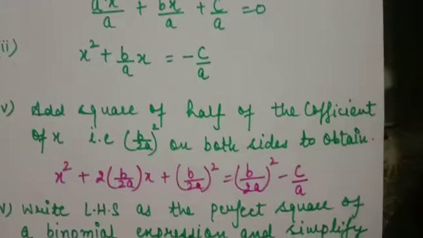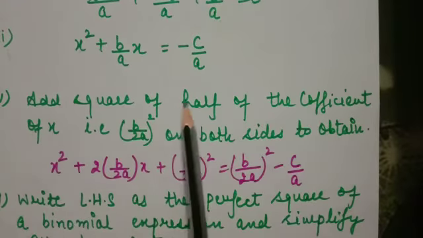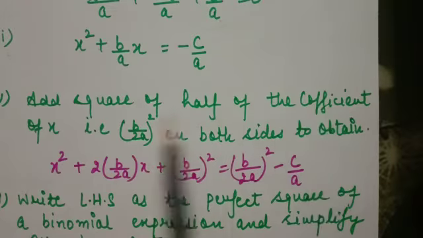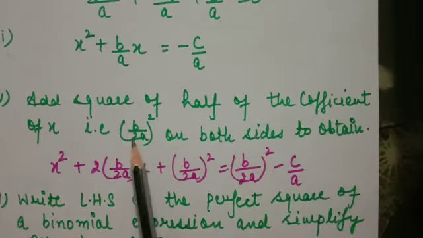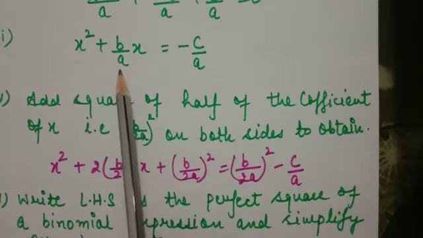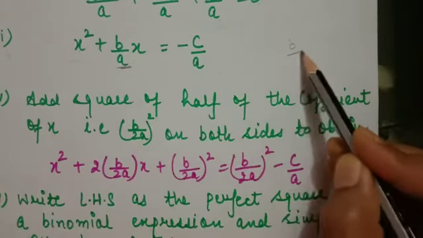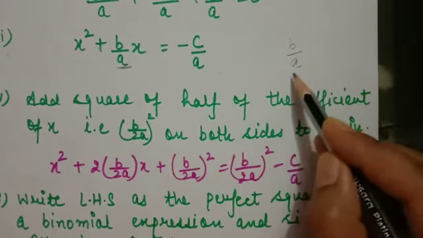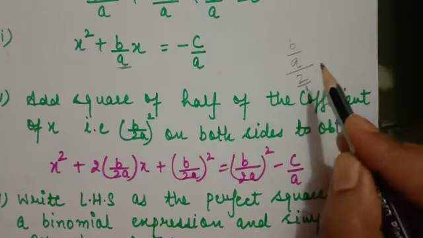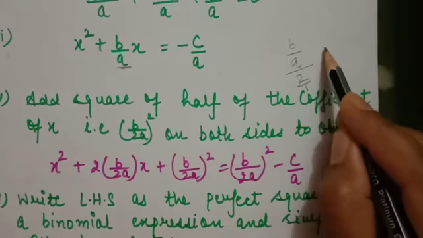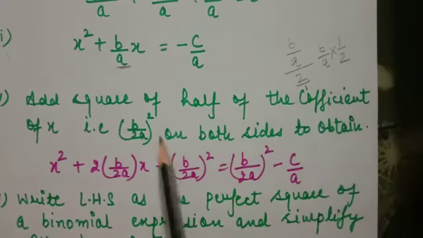Fourth step is add the square of the half of the coefficient of x. Add the square of the half of the coefficient of x, b upon 2a whole square, on both sides to obtain, because in this equation the coefficient of x is b upon a and the half of b upon a means, students, if you pay attention here, half means one upon 2. We can write this 2 as a fraction 2 upon 1. When we shift this fraction to the upper part, then it becomes b upon a multiplied with 1 upon 2. So it becomes b upon 2a.